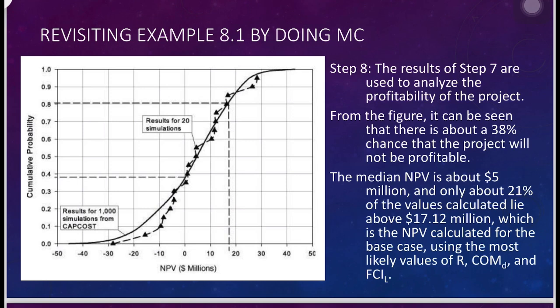Okay. So the results of step 7 are used to analyze the profitability of the project. So from the figure, it can be seen that there is about 38% chance that the project will not be profitable. Okay. The median NPV is about 5 million, and only about 21% of the values calculated are above 17.12 million, which is the NPV calculated for the base case using the most likely values of the revenue, cost of manufacturing, and the fixed capital investment. Okay.